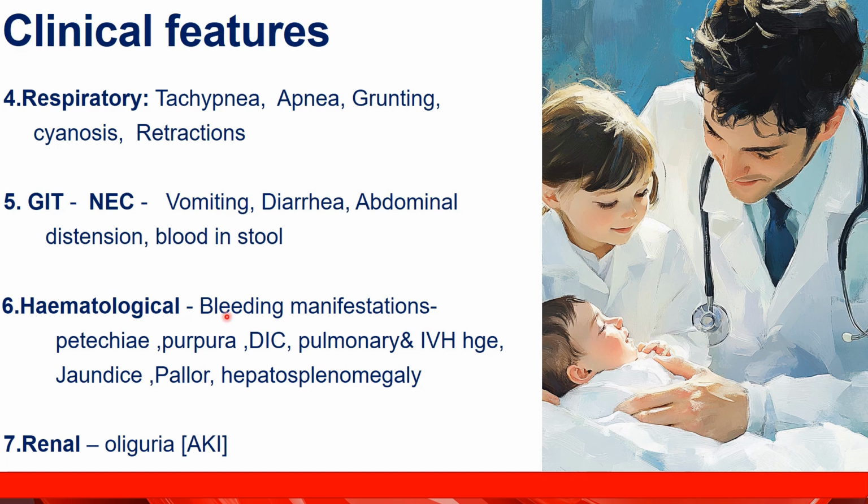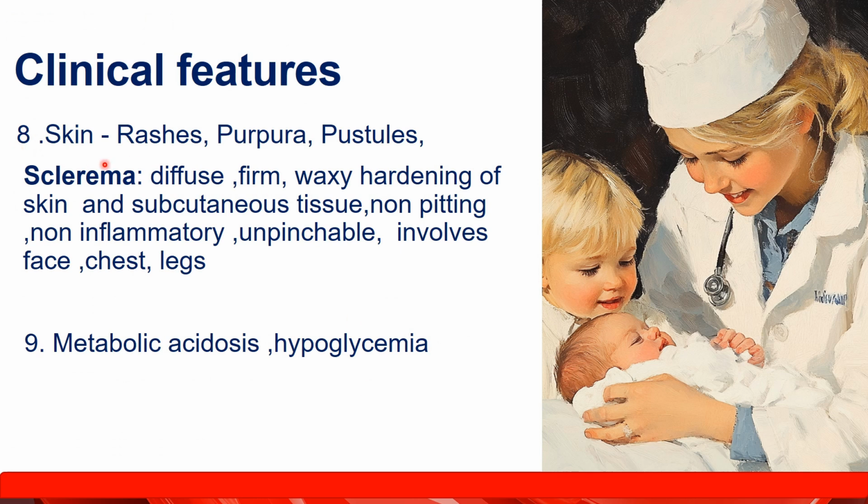And hematological, there can be bleeding manifestations like petechiae, purpura, there can be DIC, pulmonary and intraventricular hemorrhage can be noticed. Jaundice, pallor, hepatosplenomegaly are other hematological findings. In the renal system, there can be oliguria indicating acute kidney injury. Oliguria indicates hypoperfusion also. In the skin, there might be rashes, purpura, or pustules.